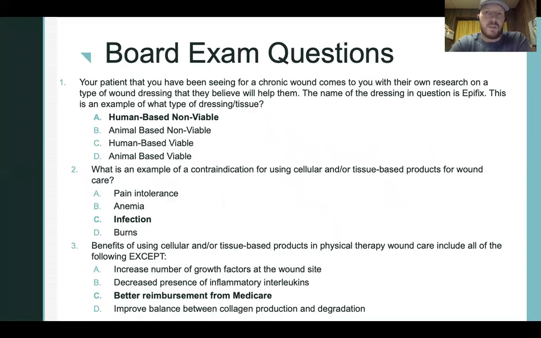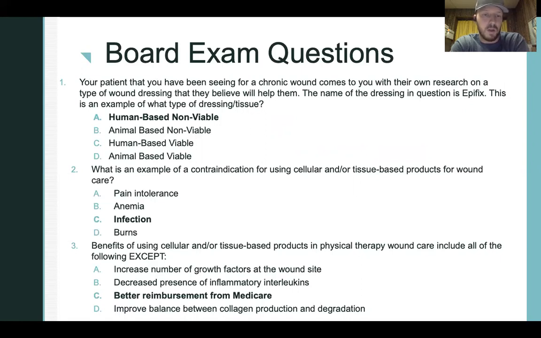The board exam questions that we came up with: number 1, your patient that you've been seeing for a chronic wound comes to you with their own research on a type of wound dressing that they believe will help them. The name of the dressing in question is EpiFix. This is an example of what type of dressing or tissue: human-based non-viable, animal-based non-viable, human-based viable, or animal-based viable. The correct answer for that is human-based non-viable. Number 2, what is an example of a contraindication for using cellular and/or tissue-based products for wound care? Pain intolerance, anemia, infection, or burns. And infection would be the correct answer for that.